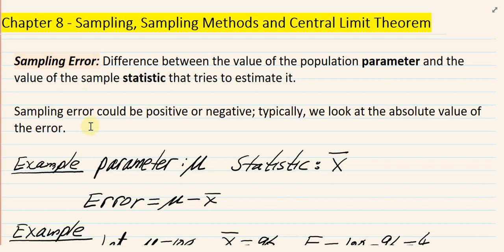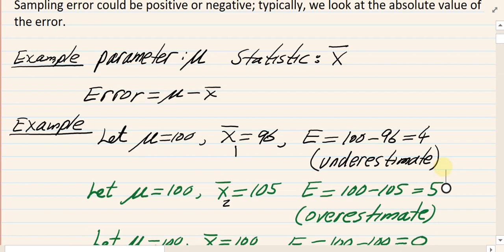Sampling error could be positive, negative, or zero. Typically, we take the absolute value of sampling error, unless you want to be specific as to whether you under or overestimate it. So I've made up some simple examples. Let's say the parameter of the population is mu, the population mean, which is the subject of this chapter, and we're going to estimate it using the sample statistic x bar, the sample mean. So the error in this case is going to be the value of the parameter minus x bar, the statistic.